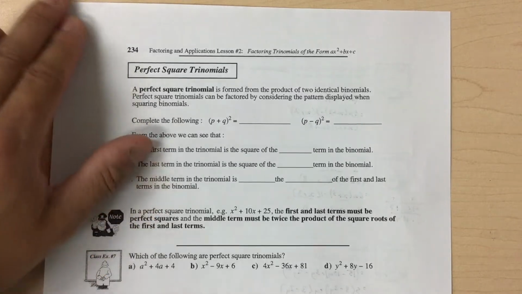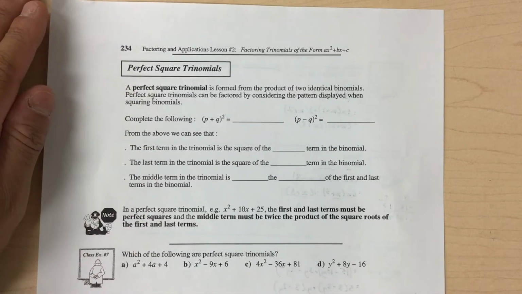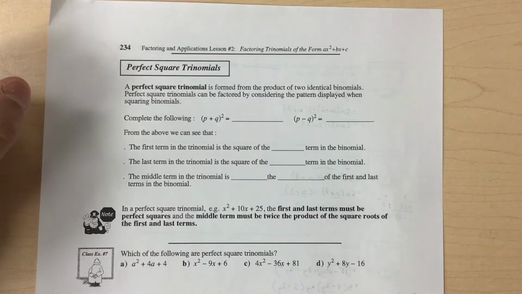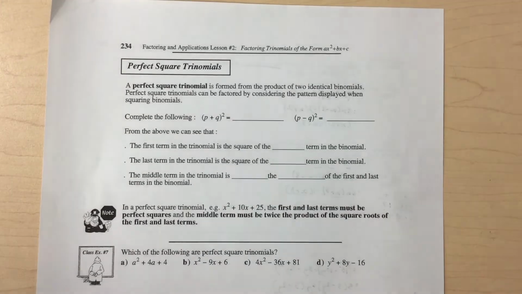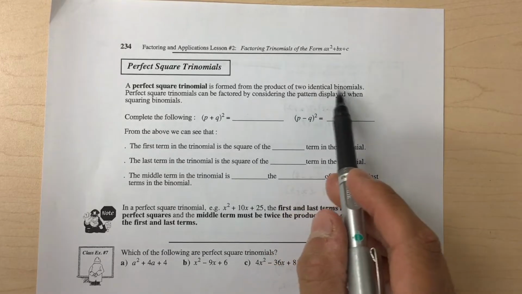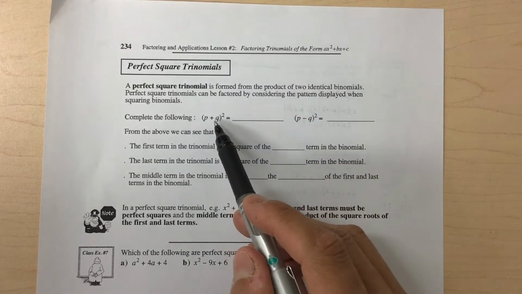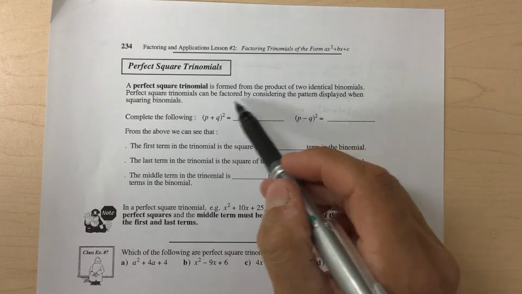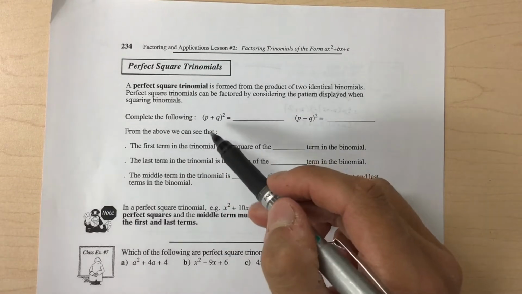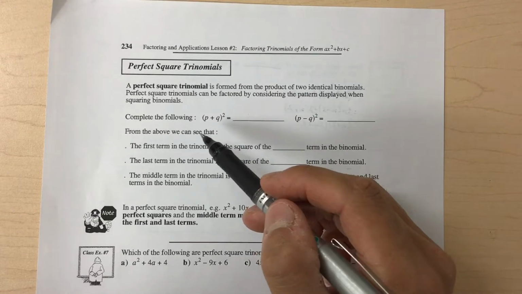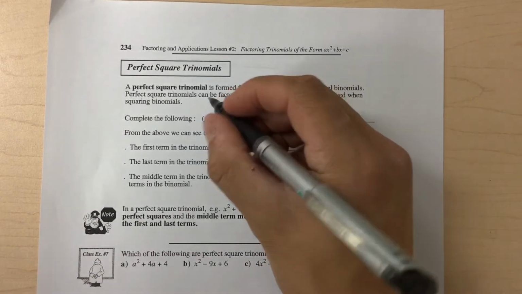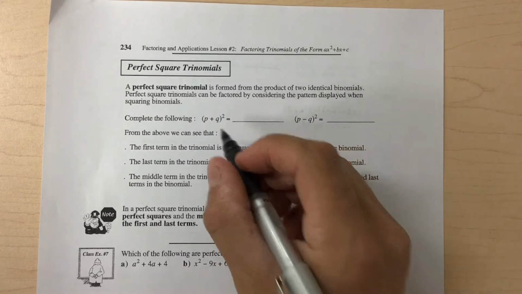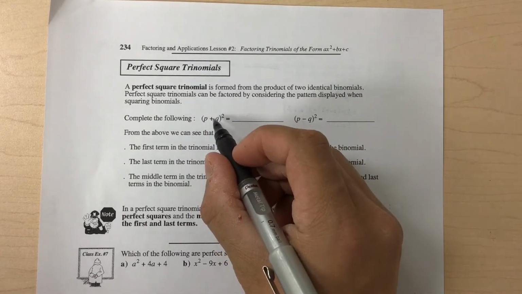We're going to look at, so before we looked at difference of squares, and now we have perfect square trinomials. So a perfect square trinomial is formed from the product of two identical binomials, so (p + q) times (p + q), for example. And they can be factored by considering the pattern displayed when squaring binomials. So I could do this a long way, but I'm going to show you what you would end up getting if you were to expand this.